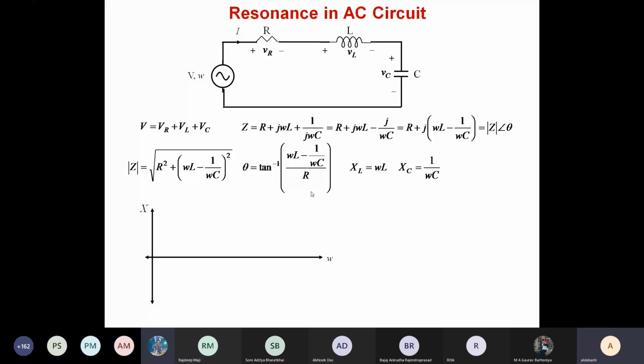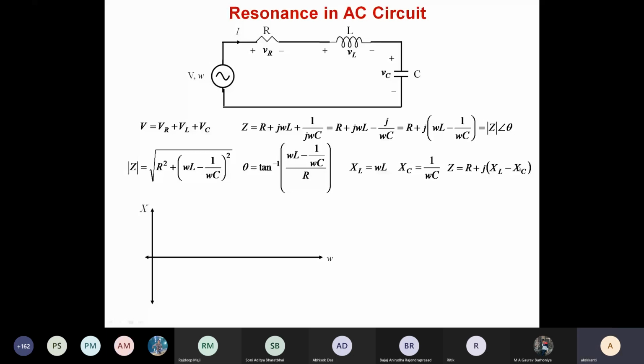Y equal to omega. Linear line. It will be a straight line passing through the origin. So if XL equals omega L, and XC equals 1 by omega C, then your Z becomes R plus j (XL minus XC).